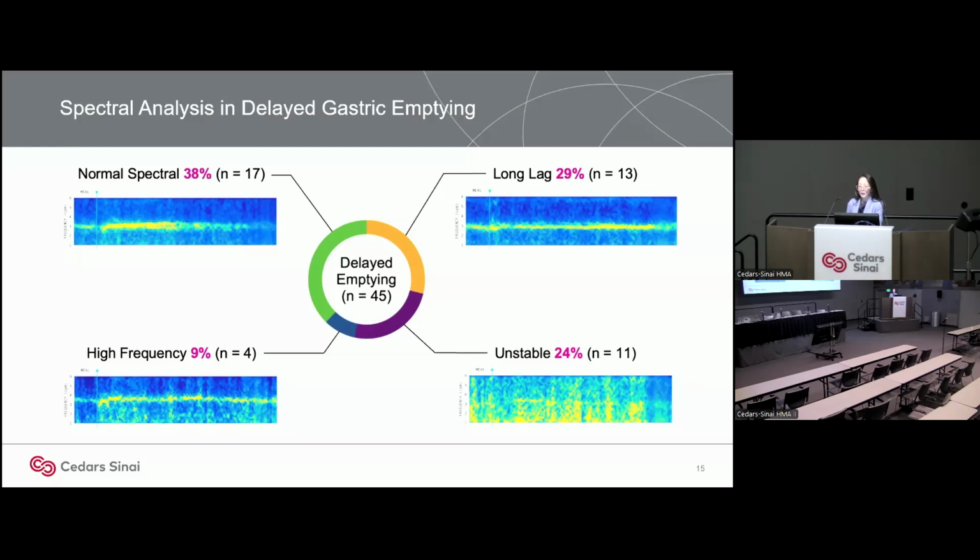This helps us because if we know that a patient has gastroparesis and they fall into one of these abnormal groups, then it can help us to tailor therapy, whether that therapy be a prokinetic medication or, for example, more pyloric-directed therapy.